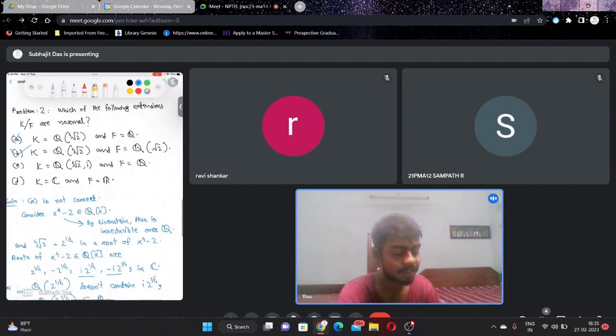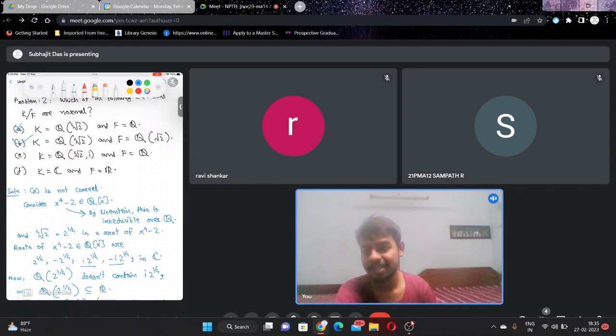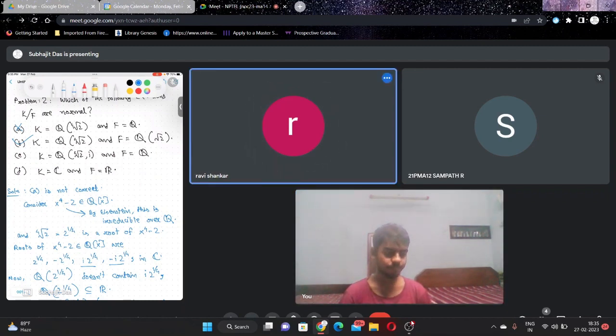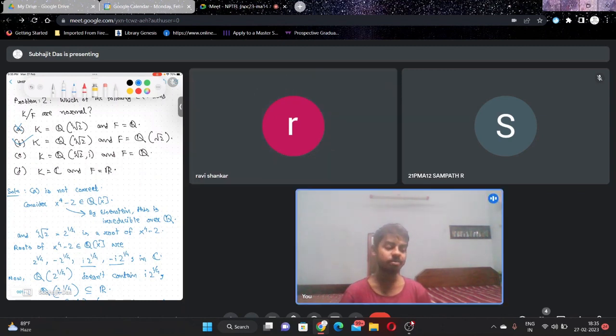Now what about option C? This you can answer easily. Is option C correct or wrong? So what you are doing is you are adjoining to Q the 4th root of 2 and i. Okay, this is your extension, and your base field is Q. So will this extension be a normal extension? Why? Yeah, but i has been included, right? So this extension contains i and the 4th root of 2.